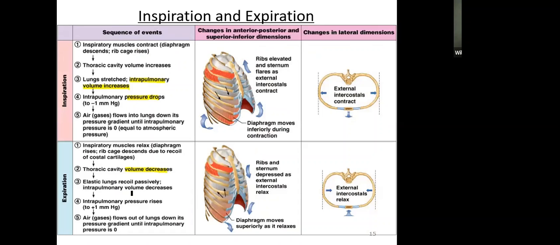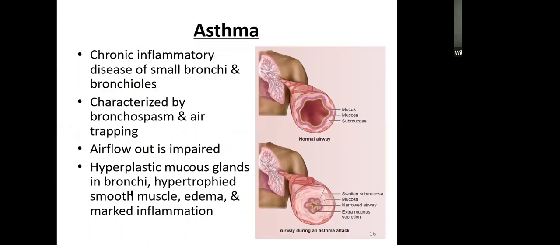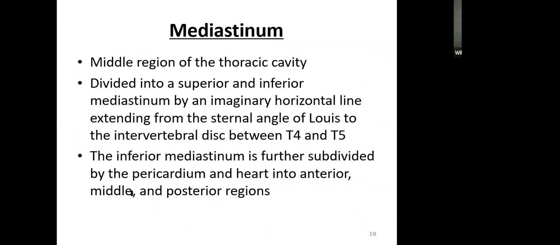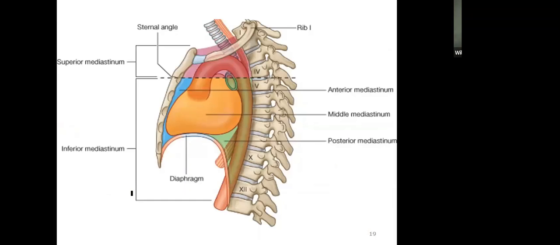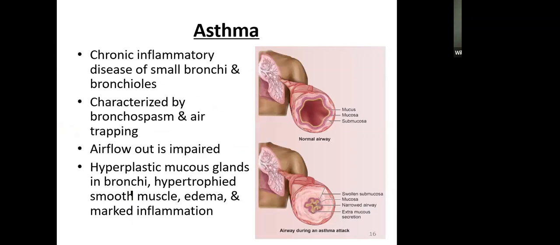So let's link it back to some of the things that we have started to discuss in relation to things like asthma. And then we're going to look at the great vessels of the superior mediastinum to finish off with the heart. So asthma is the most common one that you're going to come into contact with.